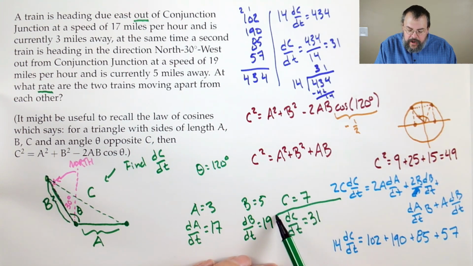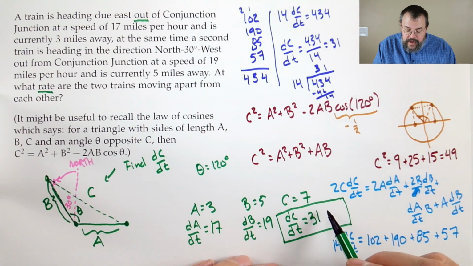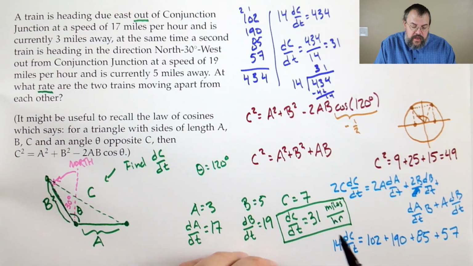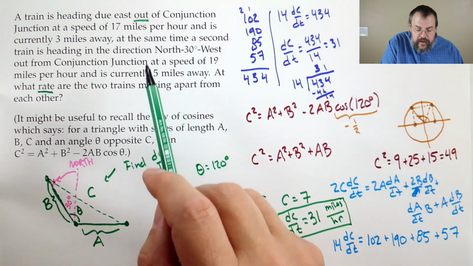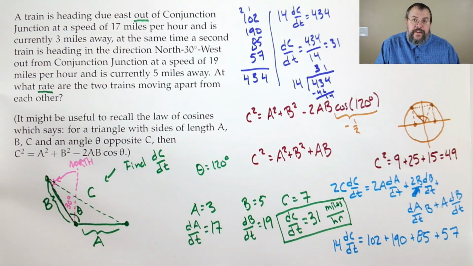All right, now if we wanted to throw units in there, what would our units be? It would be miles per hour, because our distances are all in miles. So you can see how it keeps talking about miles, and our time per hour, so our time is measured in hours. And there you go. Wow, cool. We found it.